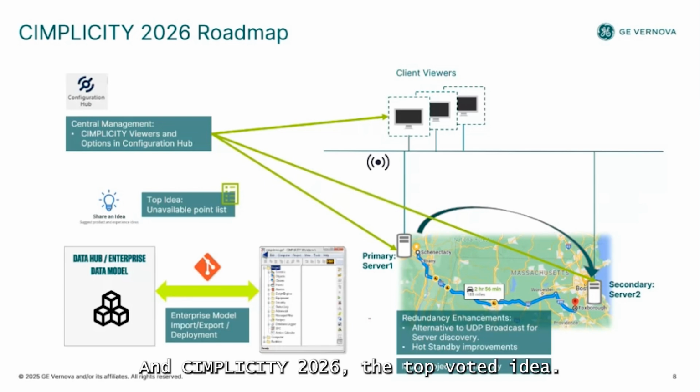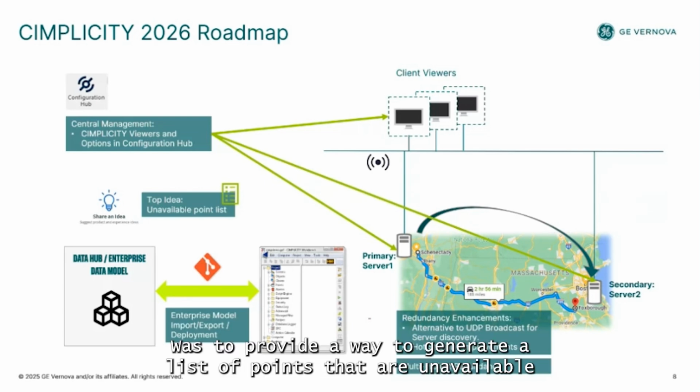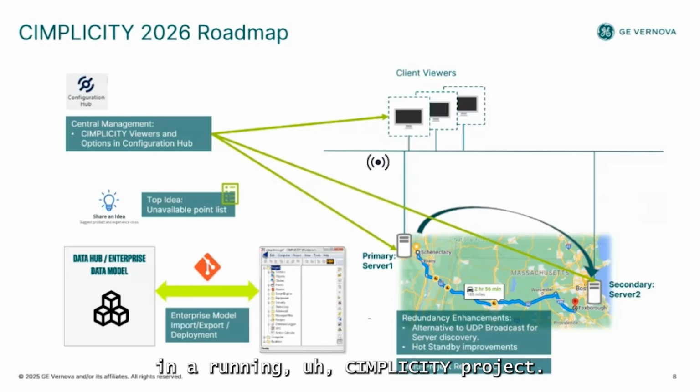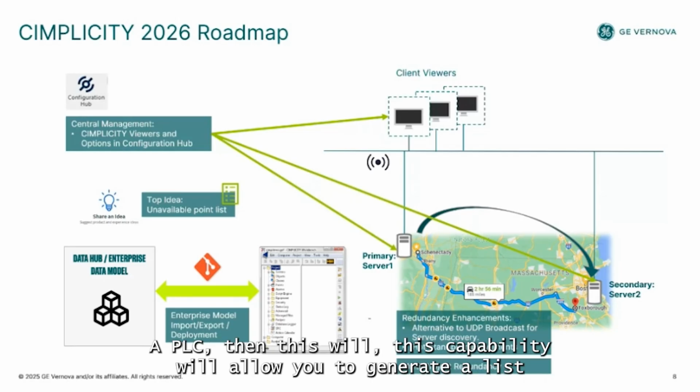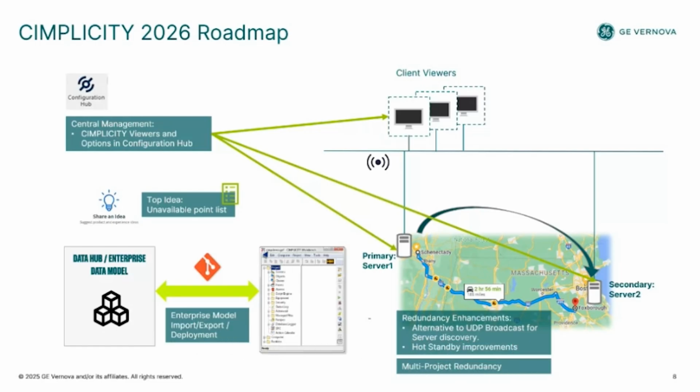In Cimplicity 2026, the top voted idea was to provide a way to generate a list of points that are unavailable in a running Cimplicity project. So for example, if a point is badly addressed or not communicating to a PLC, then this capability will allow you to generate a list of points that need to be looked at.